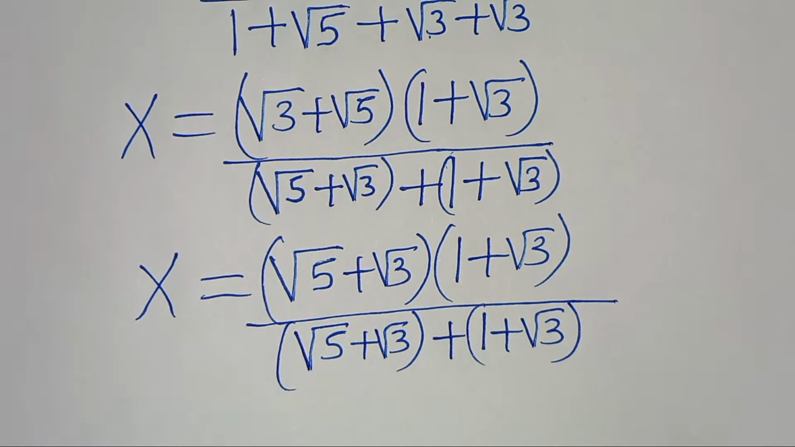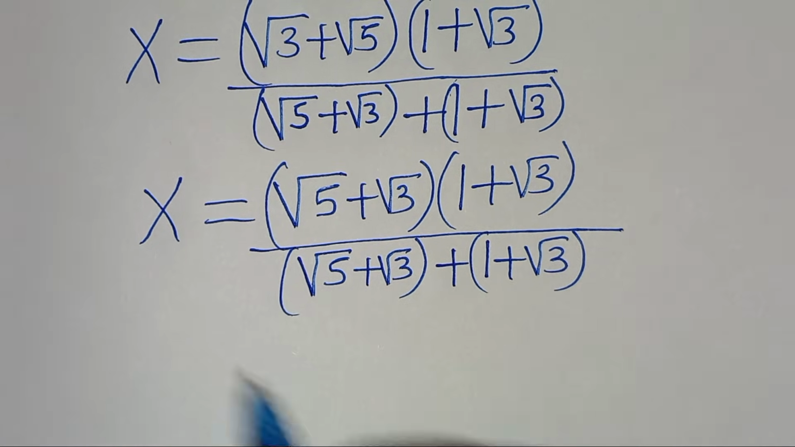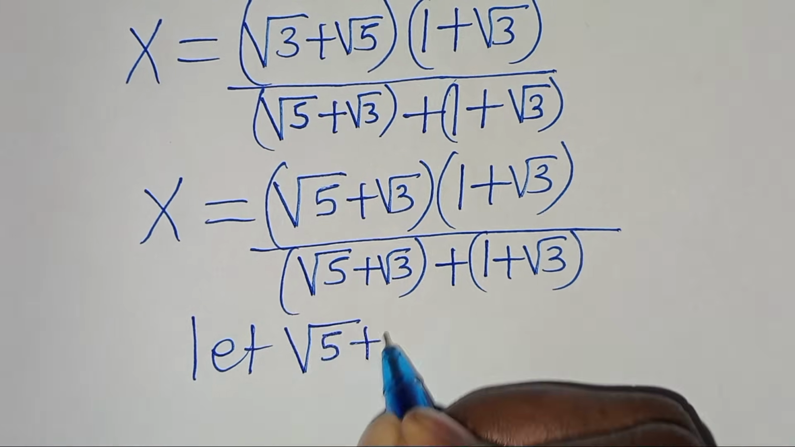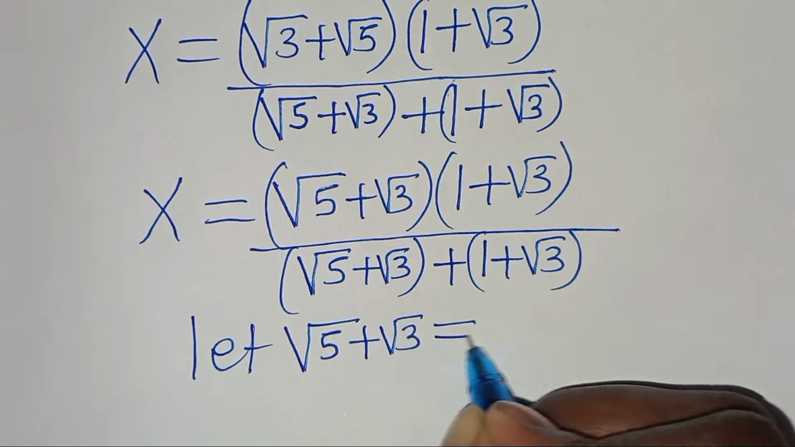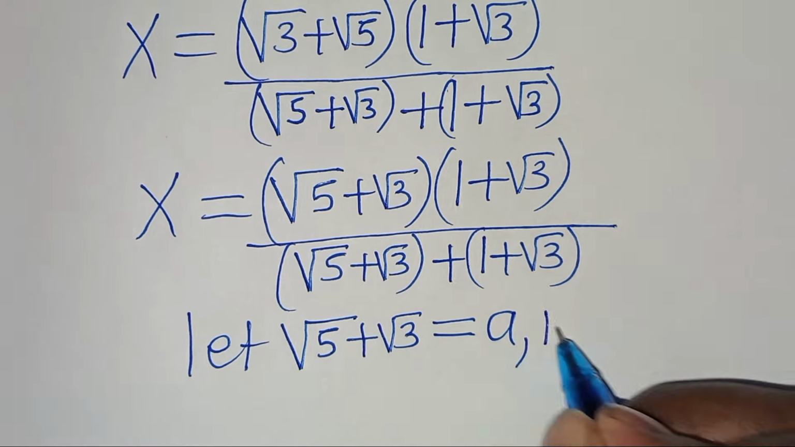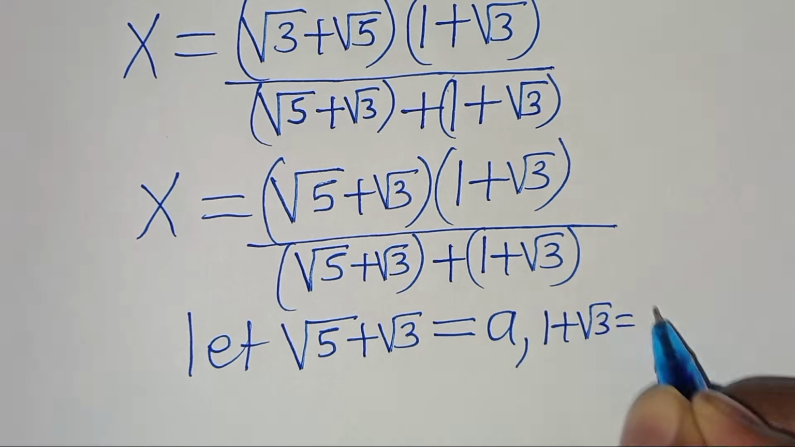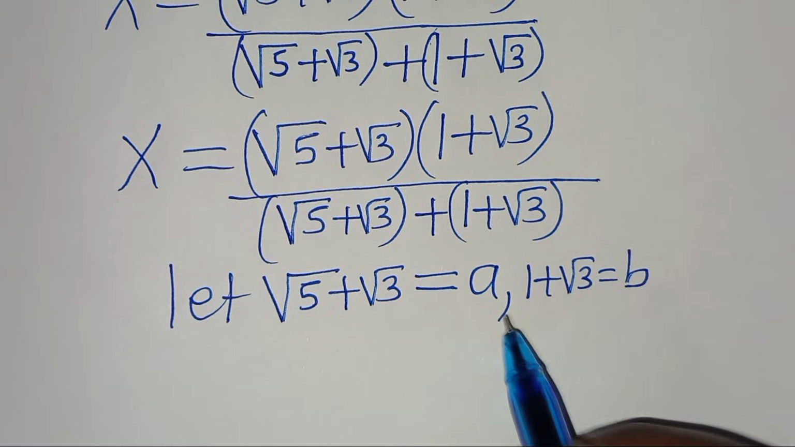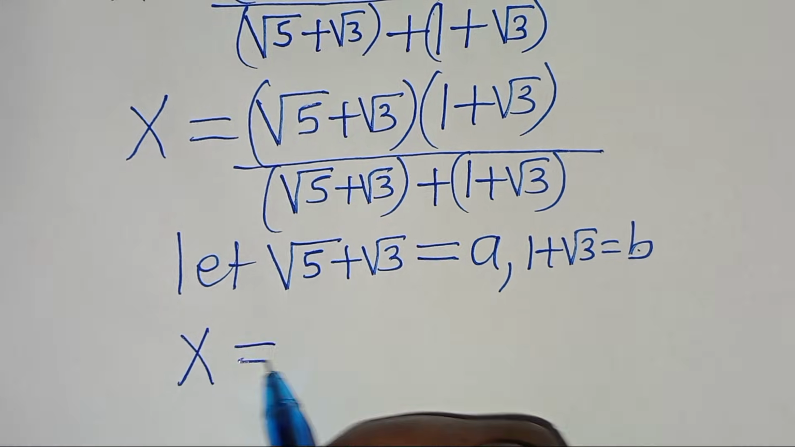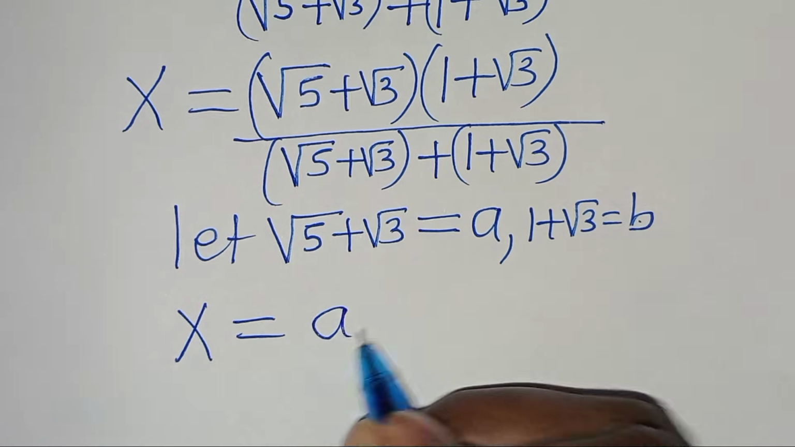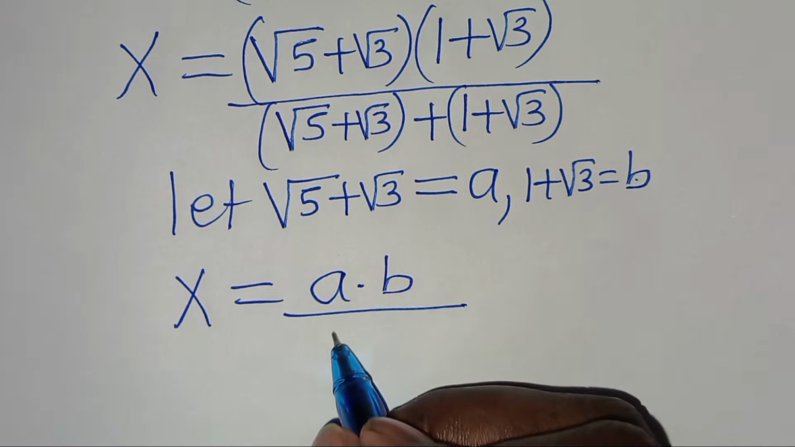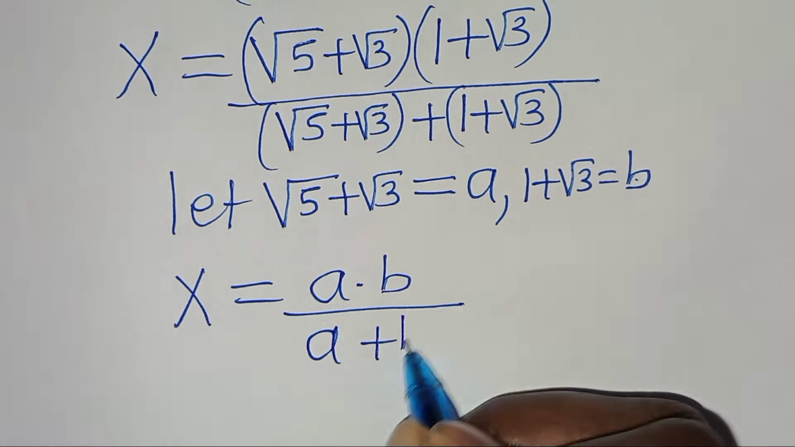Now the next step is that we can let square root of 5 plus square root of 3 be equal to a. And we can let 1 plus square root of 3 be equal to b. So let's substitute a and b into this equation here. So we have x is equal to a times b divided by a plus b.